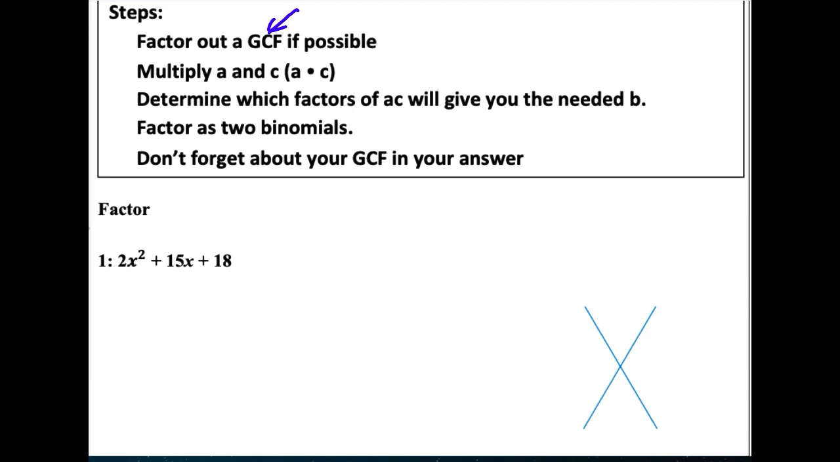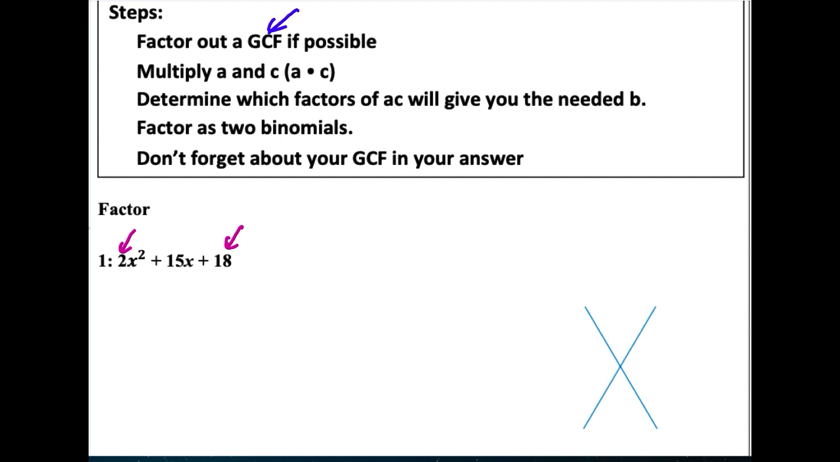All right, so first things first, we always look to see if there's a greatest common factor that we can factor out. Doing that helps keep my numbers smaller, keeps them more manageable, and I'm more likely to be able to find what I need to multiply or what I need to add because I'm working with smaller numbers. The one change for these problems that's different from the earlier factoring is instead of just worrying about how do I get C, I now have to also worry about how do I get A.